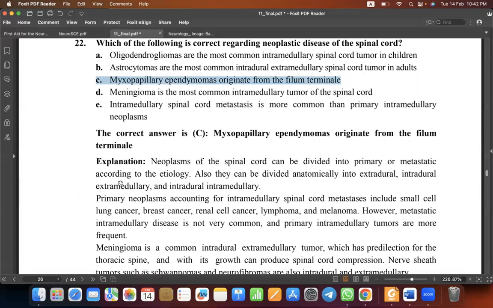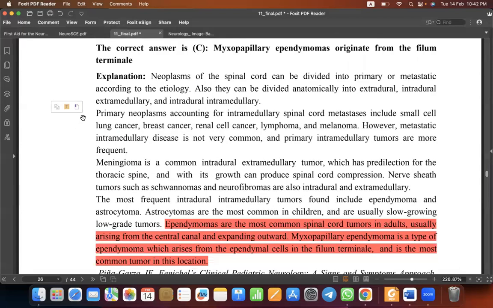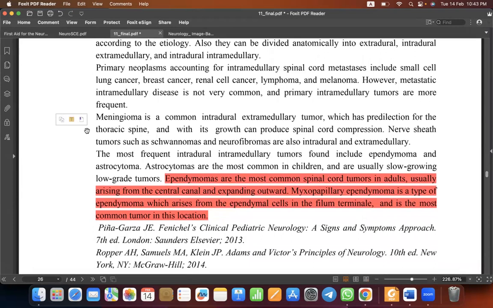Now, neoplasms of the spinal cord could be primary or metastatic. They can be divided anatomically into extradural, intradural extramedullary, or intradural intramedullary. Spinal cord metastases include small cell carcinoma of the lung, breast carcinoma, renal carcinoma, lymphoma, and melanoma. But meningioma is the commonest intradural extramedullary tumor, having a predilection for the thoracic spine.